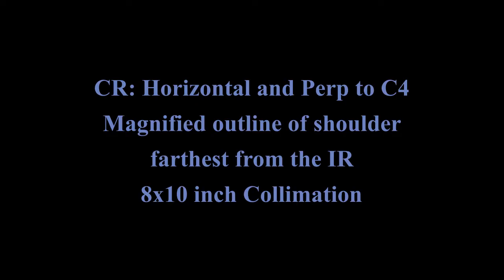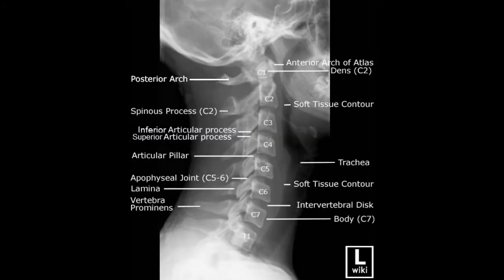Elevate the chin slightly or have the patient protrude the mandible to prevent superimposition of the mandibular rami and the spine. Central ray: horizontal and perpendicular to C4. With such centering, the magnified outline of the shoulder furthest from the IR is projected below the lower cervical vertebrae. Structures shown: a lateral projection of the cervical bodies and their interspaces, the articular pillars, the lower 5 zygapophyseal joints, and the spinous processes.